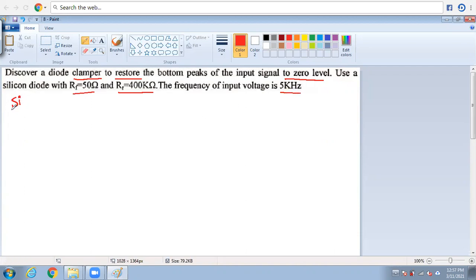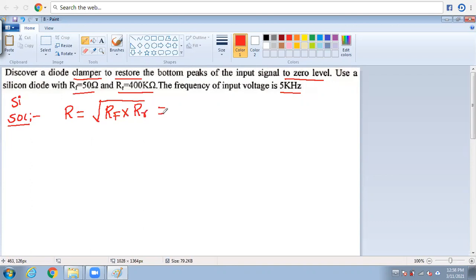Let's start the solution. First keep a heading "Solution" and write the given data also in your final examinations. First here we have to find out the resistance. Resistance R equals root over forward resistance into reverse resistance. This is called the total resistance.